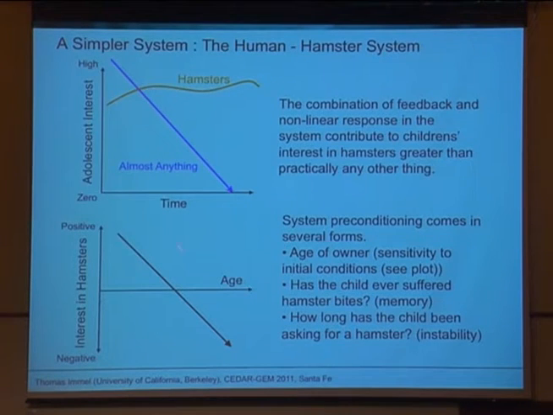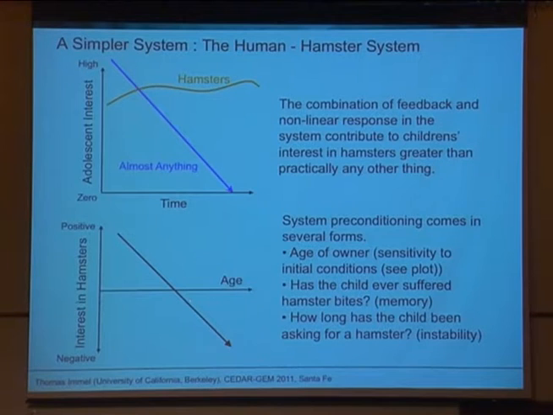So different mammals have a different curve here, a different slope and a different curve. And for hamsters, the age of the owner is important. It's not to say that if you weren't given a hamster that emotional response wouldn't take over, but the initial preconditioning of the system is very not conducive to the life of a hamster.